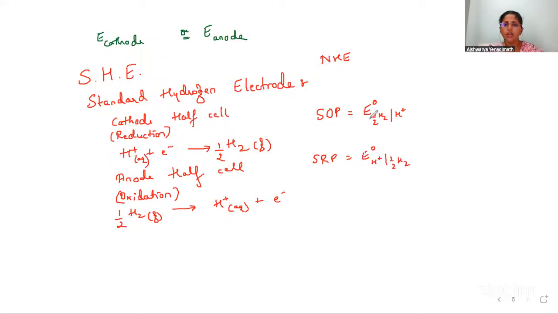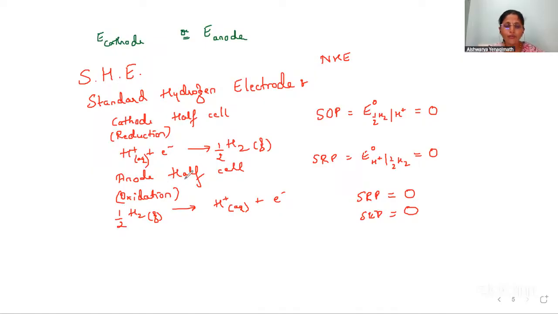The standard oxidation potential or the standard reduction potential of SHE is assigned the value of 0. In both cases, oxidation potential or reduction potential, the standard electrode potential assigned is 0. That's the reason I said it is used as a reference electrode. Understood? Now let's see the construction and working of SHE.